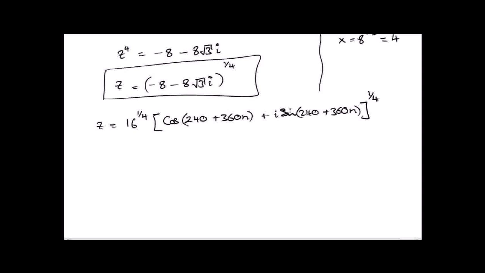First of all, 16 to the power of a quarter. We should know off the top of our heads what the 4th root of 16 is. It's 2, isn't it? Really, in English, it means what number multiplied by itself 4 times gives me 16. The answer is obviously 2. Now, that 1 quarter. What's 1 quarter of 240? 60. So it's 2 into the cos of 60. And don't make this mistake. I also have to divide the 360n by 4. I have to multiply that by a quarter as well. So plus 90n, plus i sine 60 plus 90n.